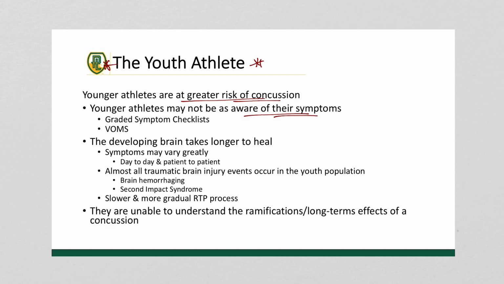And so we're going to use those graded symptoms checklists like a SCAT-5. We're going to use VOMS. And their developing brain just takes longer to heal. So their brain may take longer, or their symptoms may take longer to resolve themselves. The big concern with a youth population, like I said before, is the risk of secondary impact syndrome. Just because we're going to return them to play sooner, they're younger, that's what we think. So we want a slower, more gradual return to play if possible for this particular group of athletes.